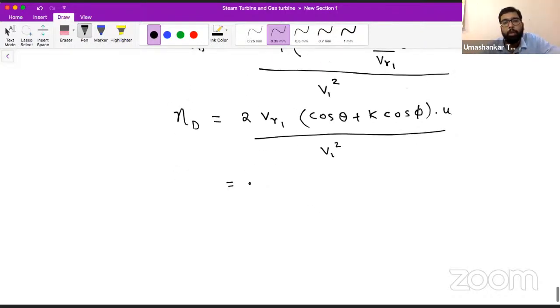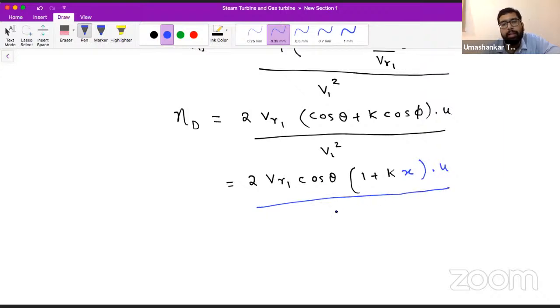Yes or no? Okay. So now we can again take cos theta as common. We can take cos theta also common from here. So if we take cos theta as common here, we can have another ratio called cos phi by cos theta, and we call it x. So another ratio we have developed here, that is cos phi by cos theta. So I have replaced this cos phi by cos theta is equal to x.